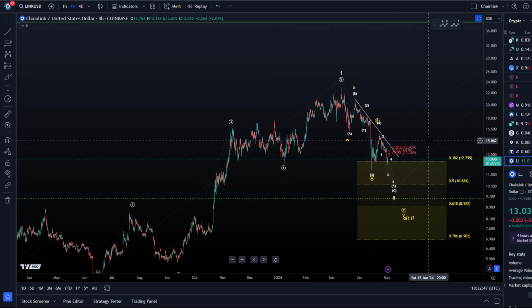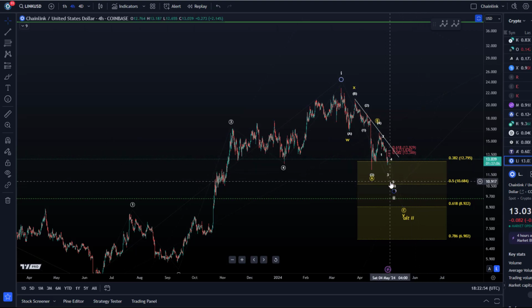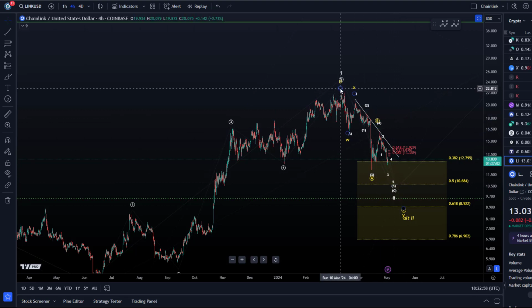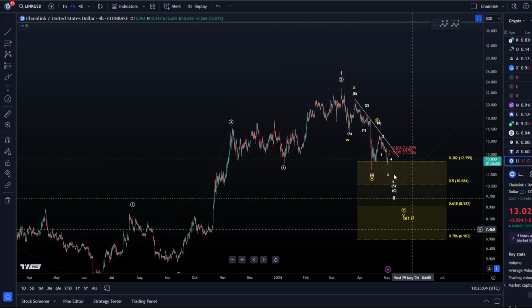But the idea is still that the downside structure, currently at least, looks fairly incomplete. It might need that one more low to complete this entire correction that started here at this wave one top around the 10th of March. That was at around $22.80. This pullback is currently unfolding.